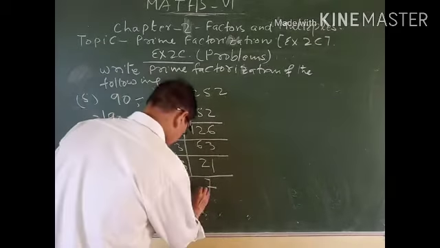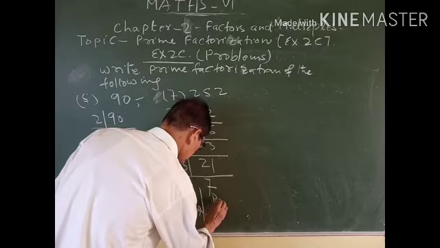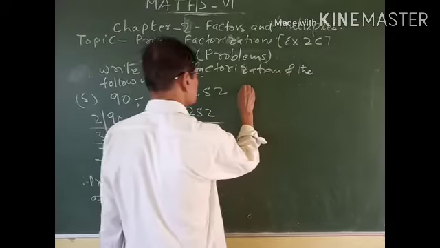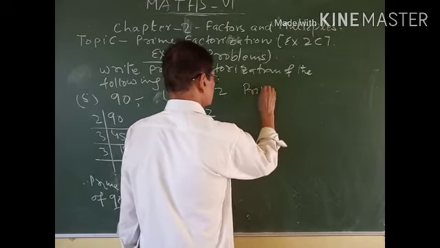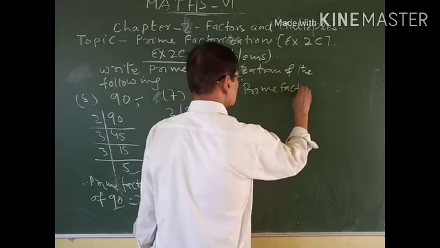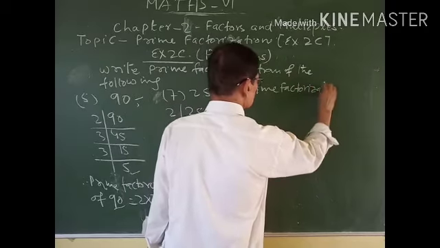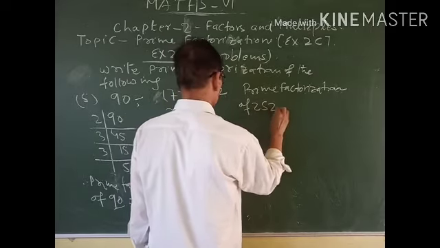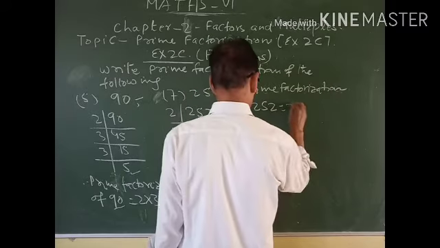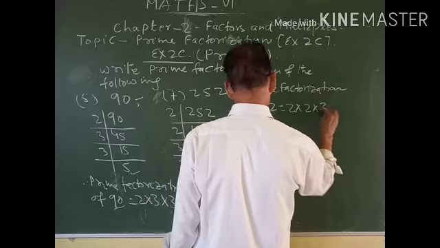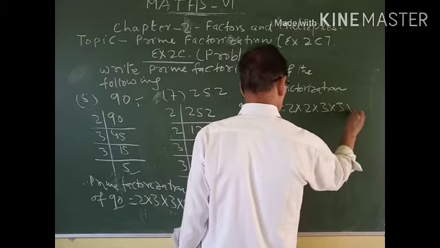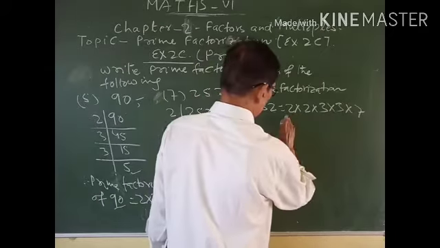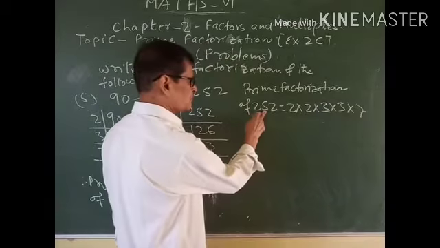Now you can write here the prime factorization of 252 will be equal to 2 into 2 into 3 into 3 into 7. If you multiply these numbers, you will get 252.